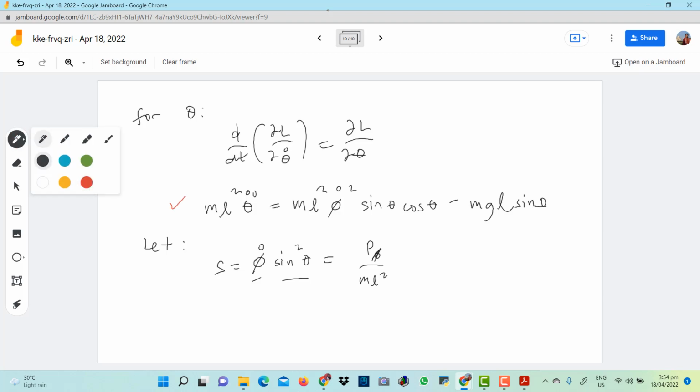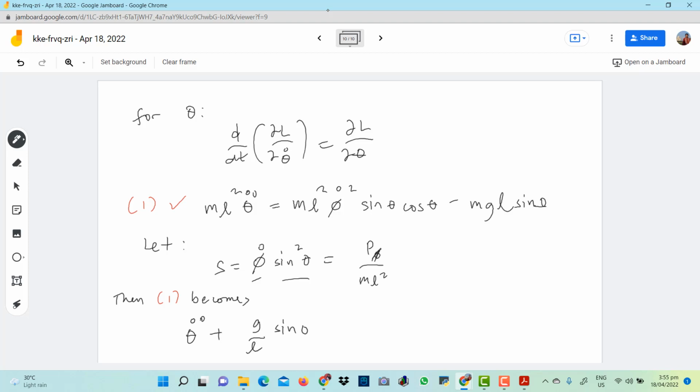Then equation 1 becomes theta double dot plus g over L sine of theta minus s square cosine of theta over sine cube of theta equal to 0.